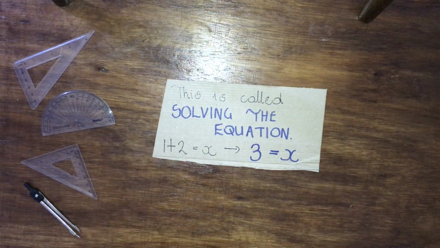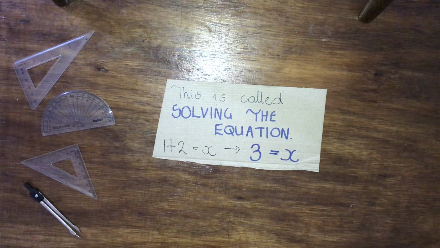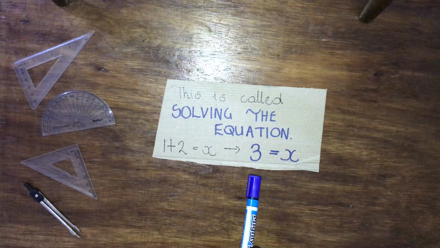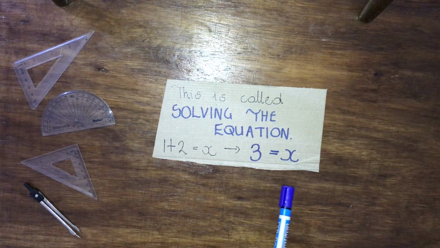This process indeed is called solving the equation. Hence, finding what the unknown values stand for is called solving the equation. 1 plus 2 is equal to x. Therefore, the unknown value x is equal to 3, or 3 is equal to x.